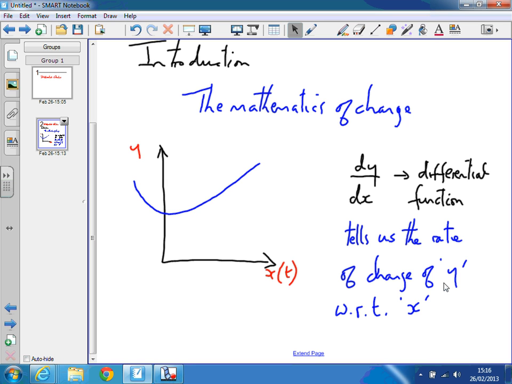So when we learn the rules of calculus, what we're doing is we're finding a new function called the differential function, which tells us the rate of change of y with respect to x. And the rules are not that complicated to learn. And once you've got them, as I was saying before, then you can quickly do it. You can quickly find how y changes with x. Find this new function.